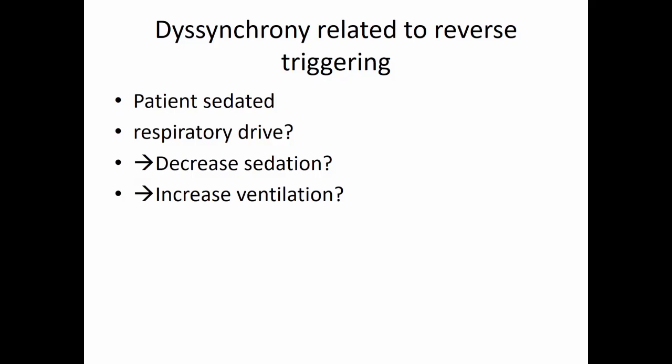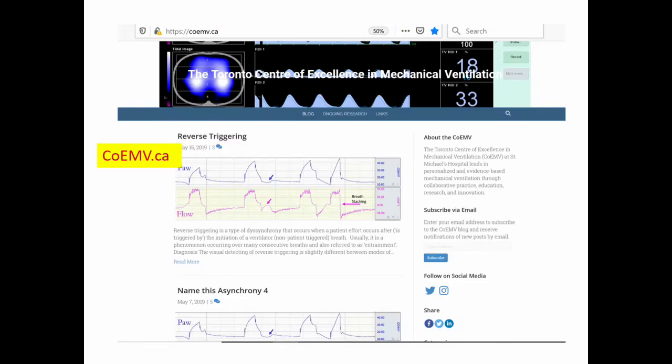Okay, so remember these three examples. The examples with excessive ventilation, apnea, ineffective triggering. The examples with insufficient ventilation, short cycle, double triggering, breath stacking. And the third example of reverse triggering in sedated patients where maybe it's related to too much sedation. Next slide. I will stop there.